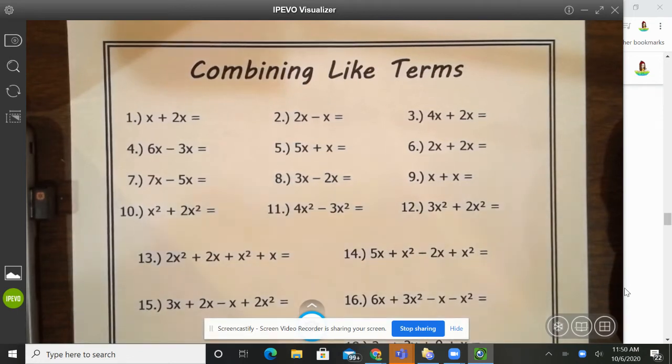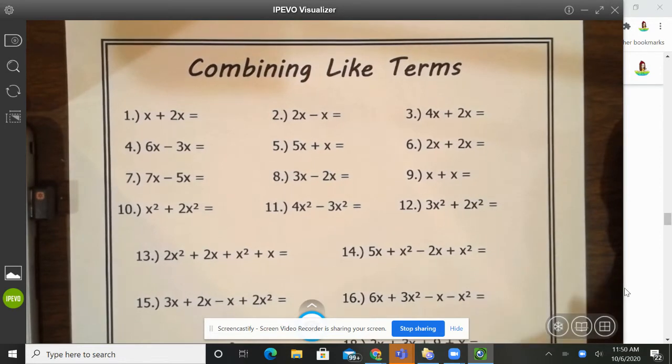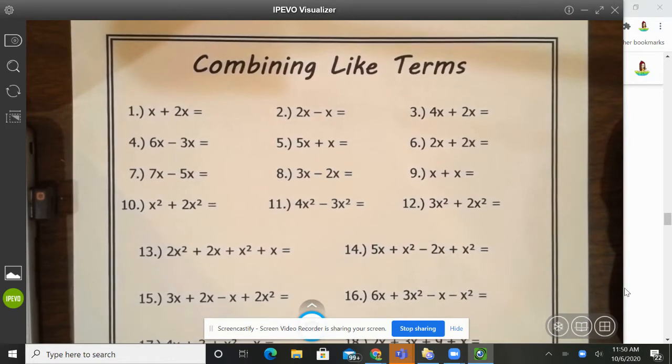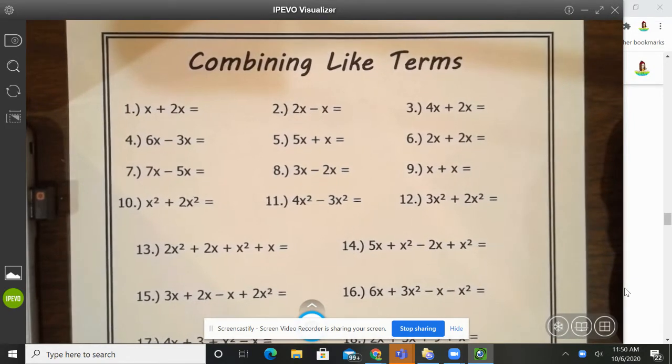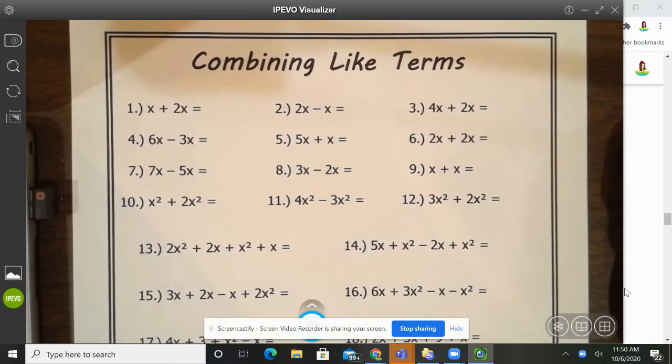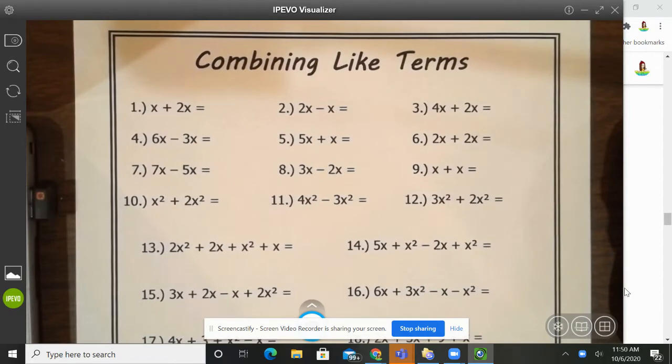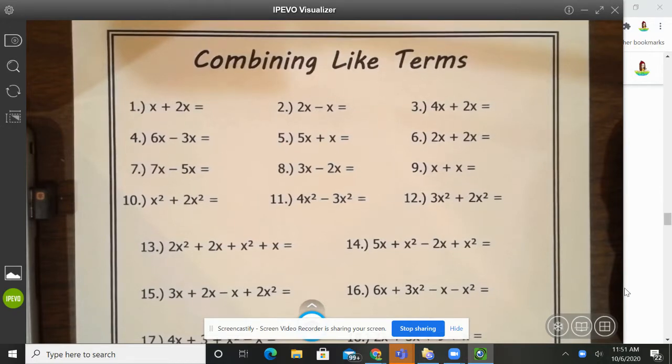Okay, students, welcome back. We are going to work in review this week and next week about not only combining like terms but solving equations. We're going to be using this stuff for the next couple of weeks, so we need to remember what like terms are, and also be able to solve equations.